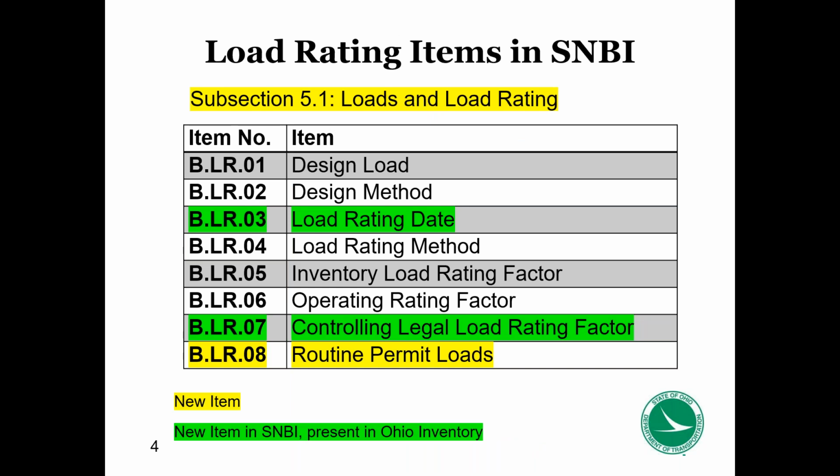So, the load rating field items in SNBI. As I said, the SNBI is the Specification for the National Bridge Inventory. Subsection 5.1 deals with the loads and load rating. In this table, I have listed all the load rating items. There is the item number, which corresponds to the SNBI specification document, and then the items: design load, design method, load rating date, load rating method, inventory load rating factor, operating load rating factor, controlling legal load rating factor, routine permit loads.